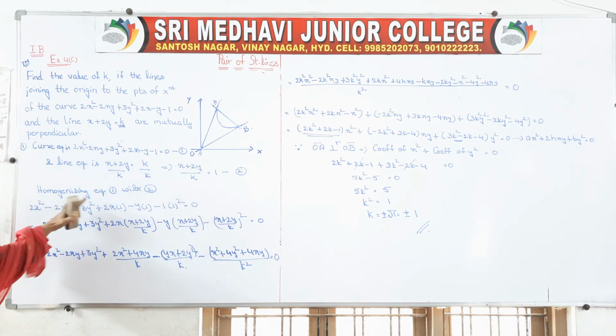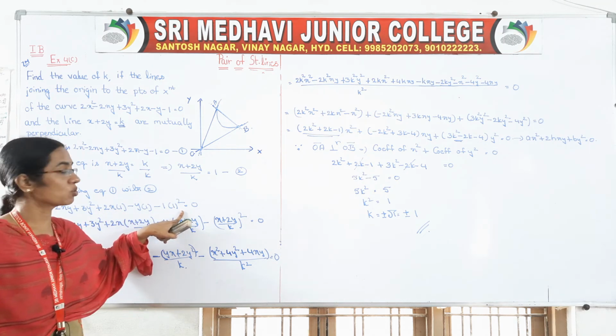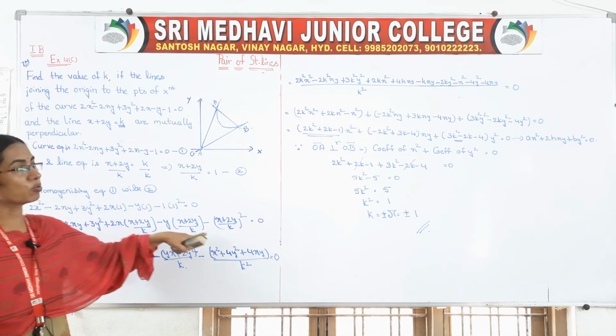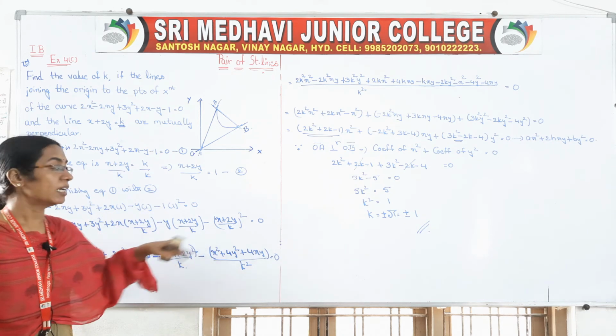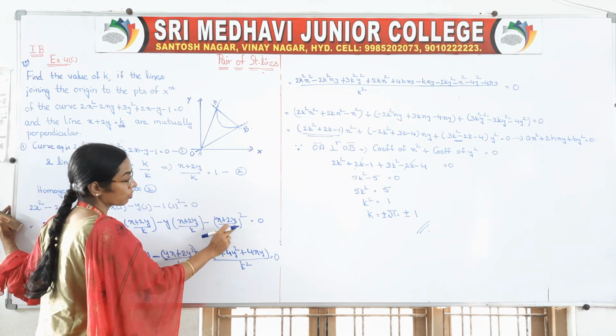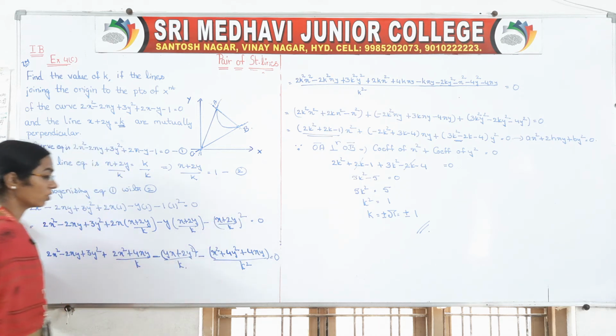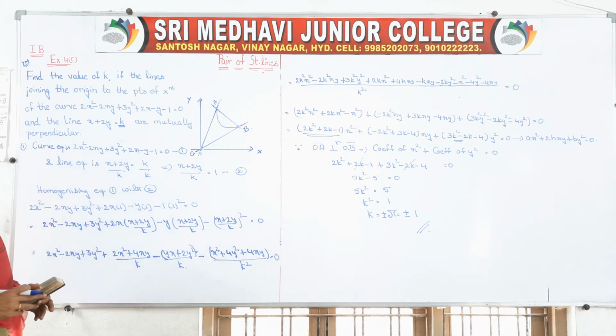Then homogenize 1 with equation 2: x term into 1, y term into 1, constant term into 1 square. Wherever 1 is there, you substitute and simplify carefully. This is of the a plus b whole square form, that's why downwards k square, upwards a plus b whole square. So your LCM will be k square.